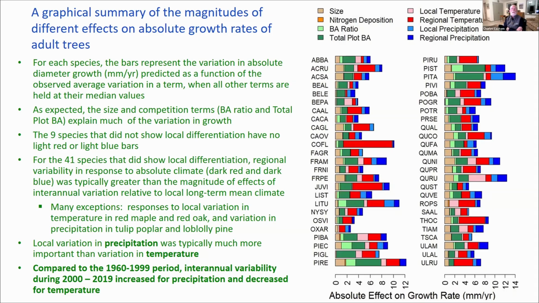So red oak, for instance, has a very strong response to interannual variation at the local level, relative to the local long-term mean, and a much smaller response across the geographic range of the species. The same would be true for Liriodendron, with local precipitation having a much greater impact. One thing to point out is that, as I suspect you all know, compared to our baseline period, interannual variability during the past 20 years has increased for precipitation and decreased for temperature.